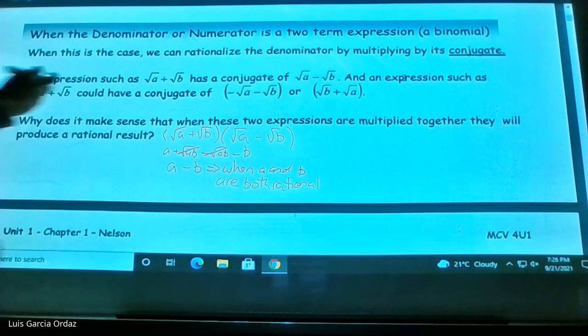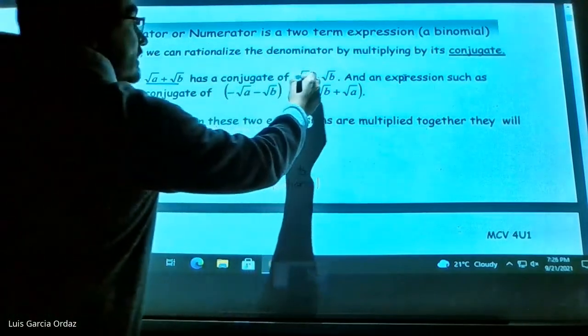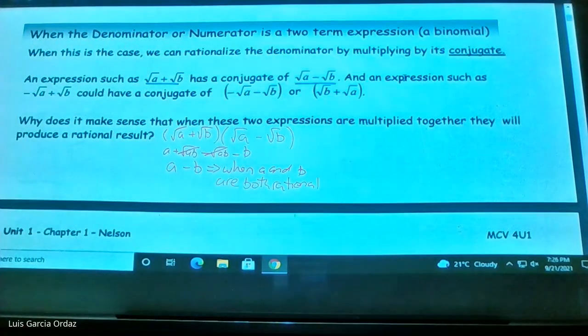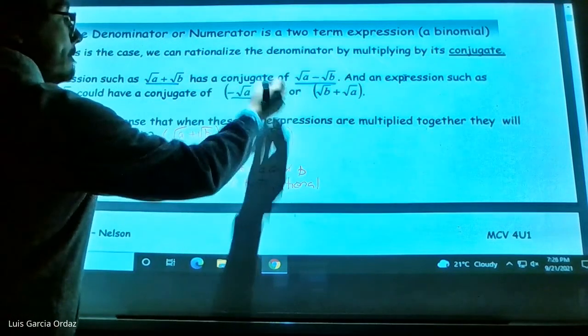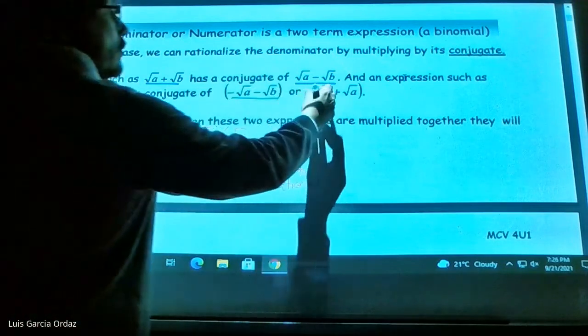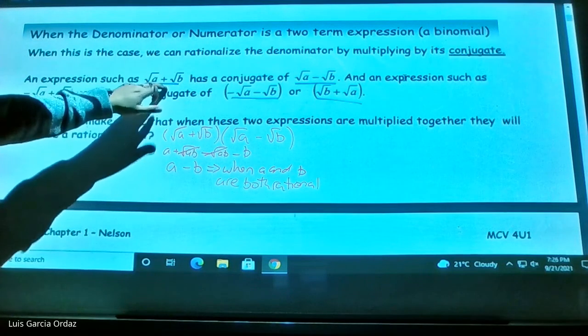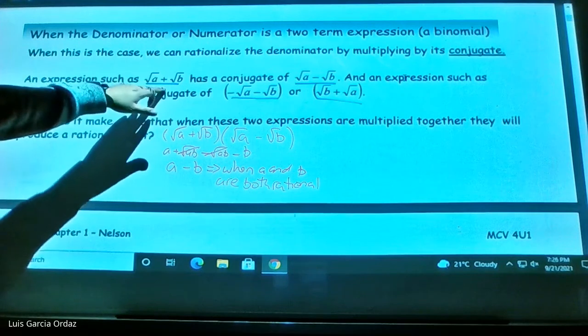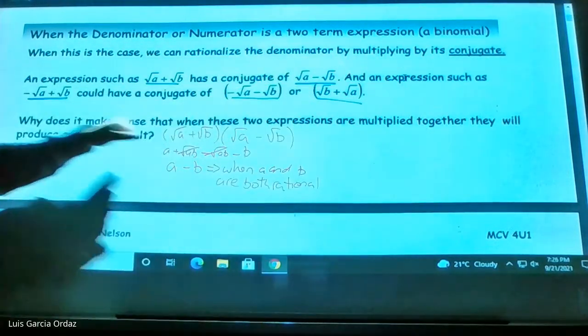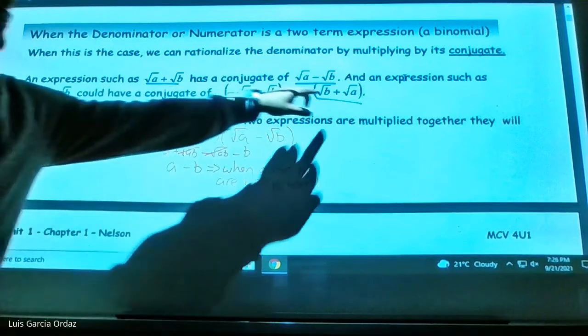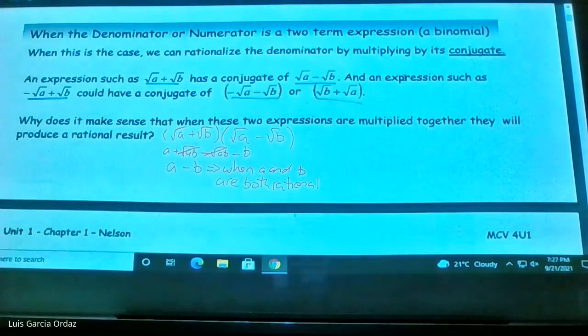So remember, when you see this, its conjugate is root a minus root b. If we have negative a plus root b, we can have a conjugate of negative a minus root b, or root b plus a. So when you see this one first in the denominator, to multiply by its conjugate, you're going to use this. If you see this guy in the denominator, you're going to use one of these two as its conjugate.